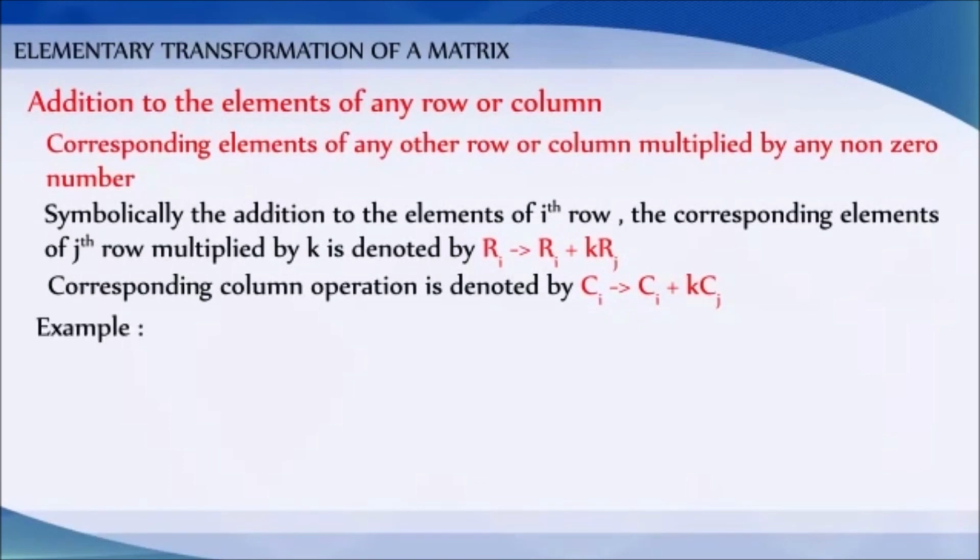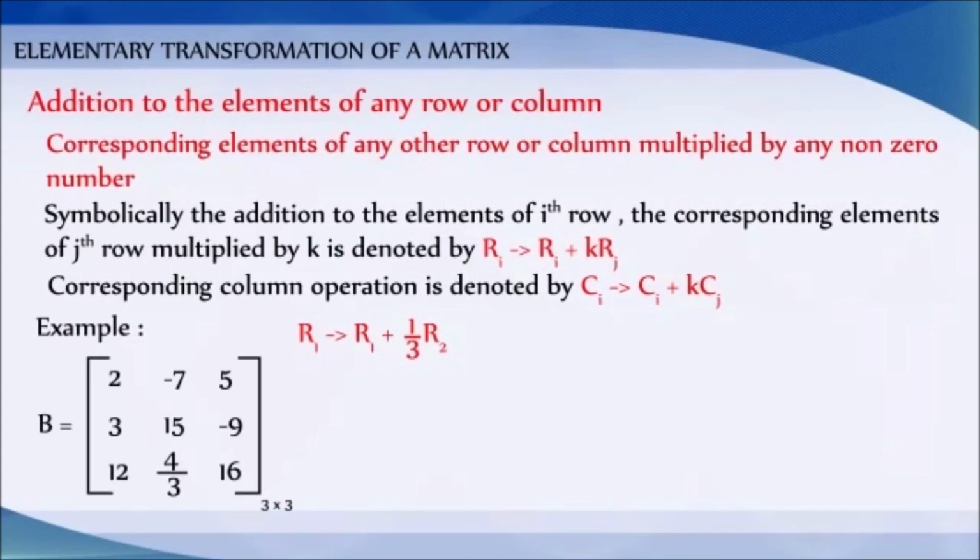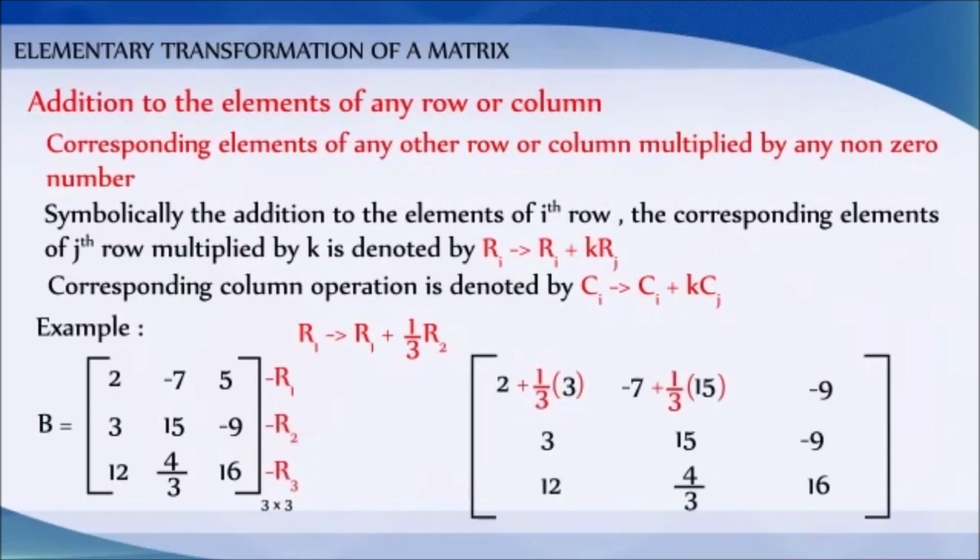For example, applying the operation R1 turns to R1 plus 1 by 3 of R2 for the matrix B with elements 2, minus 7, 5, 3, 15, minus 9, 12, 4 by 3, 16, we get the first row changed to 3, 2, 2.